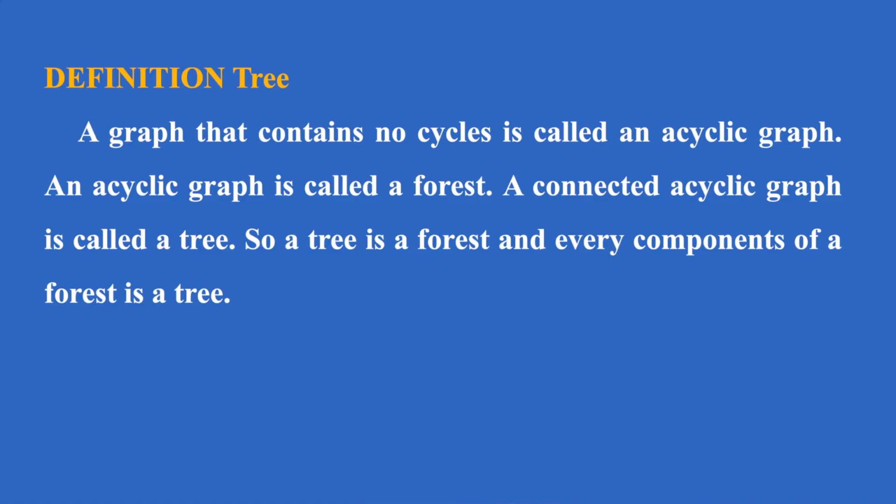Definition: a graph that contains no cycles is called an acyclic graph. An acyclic graph is called a forest. A connected acyclic graph is called a tree. So, a tree is a forest and every component of a forest is a tree.